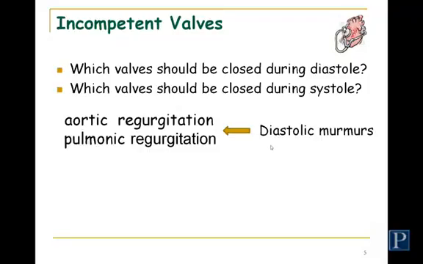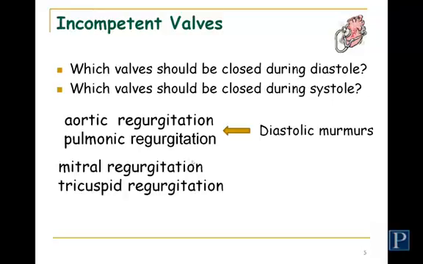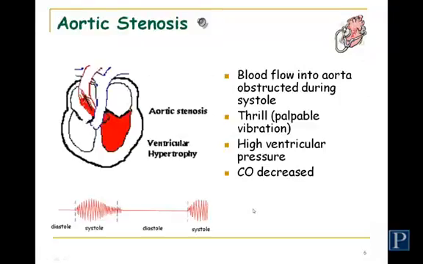When you ask yourself what valves should be closed during systole, the AV valves should be closed. So if you have either mitral regurgitation or tricuspid regurgitation, they create systolic murmurs. So you're going to hear these between S1 and S2. So let's start with our first valvular defect.